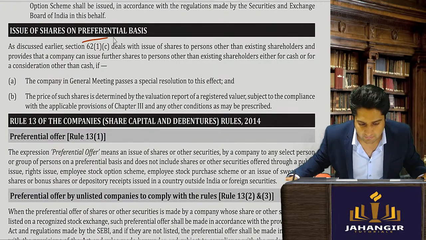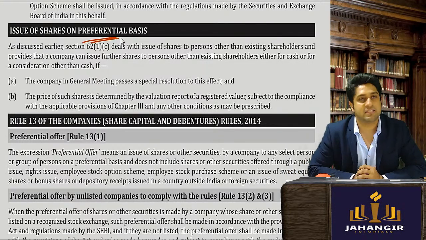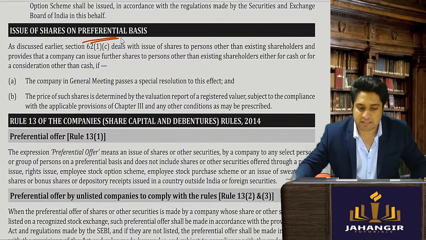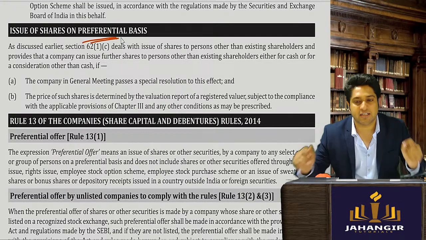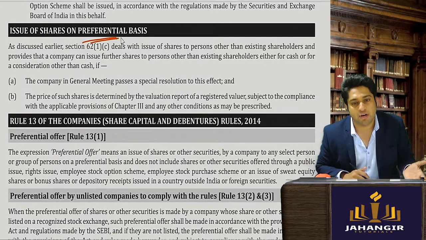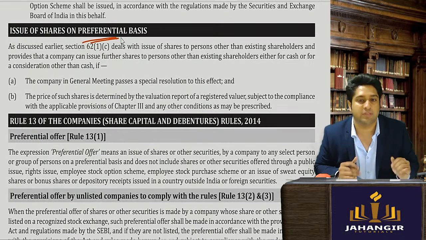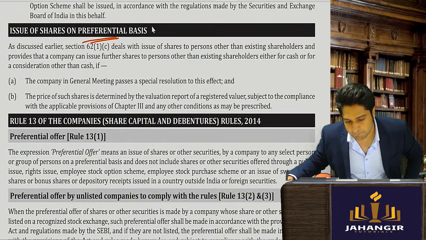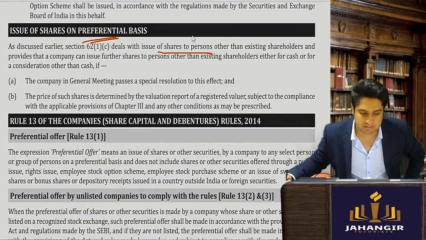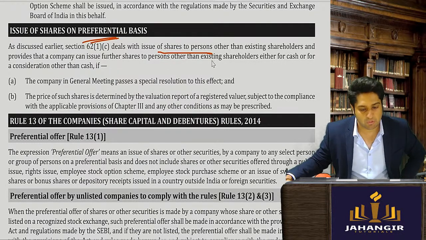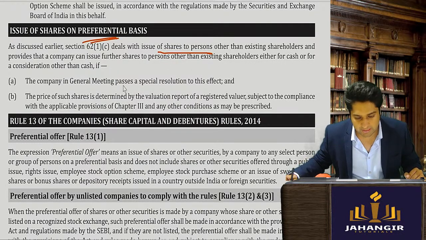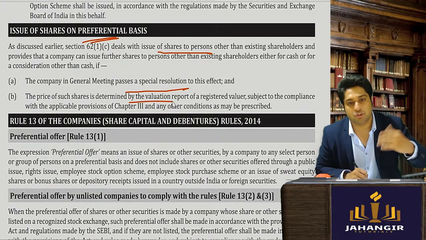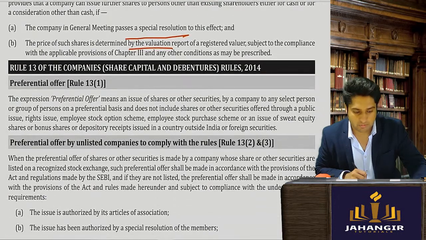Issue of shares on preferential basis. Preferential basis means issuing it to a selected group of persons where the company already in advance knows to whom they are allotting. Company knows in advance to whom they are going to issue. They require a special resolution for this particular issue, and they require a valuation report as well.